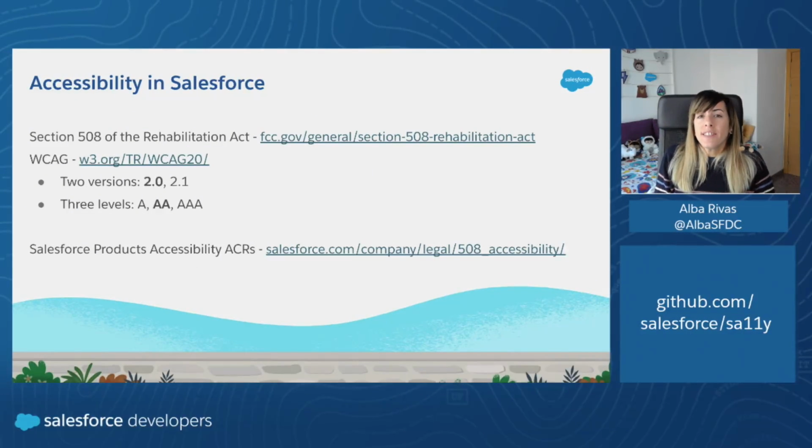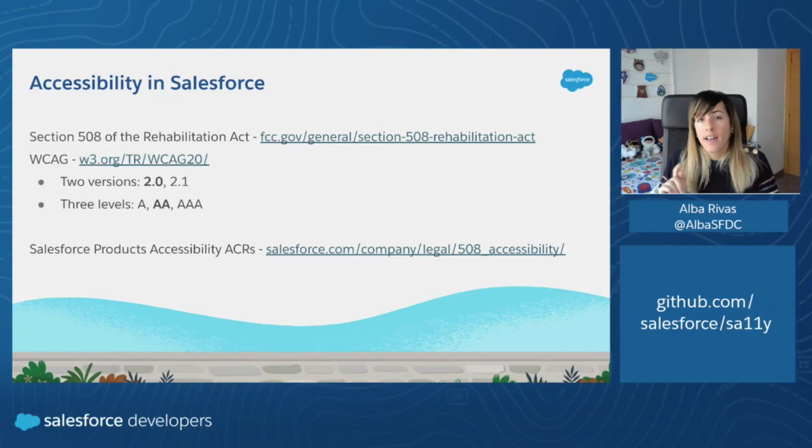Good. So let's start talking about accessibility. At Salesforce, we have a strong commitment towards accessibility best practices. We want to make sure our products are easy to use by people with all abilities. And because of that, we try to follow, to the extent possible, the accessibility best practices that are part of Section 508 of the Rehabilitation Act and the Web Content Accessibility Guidelines.